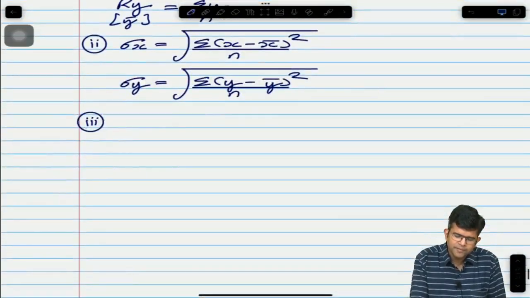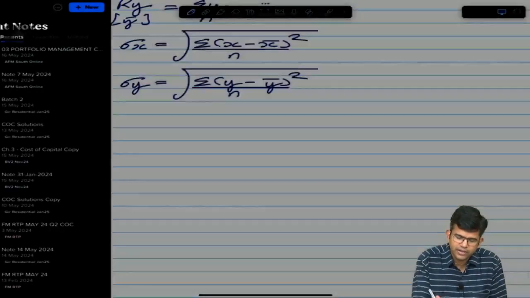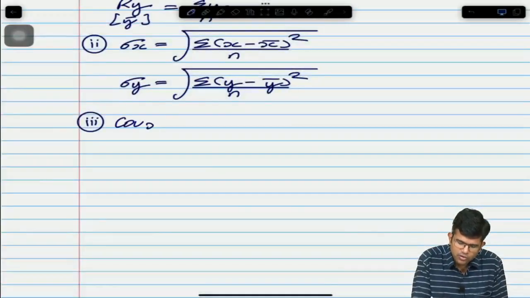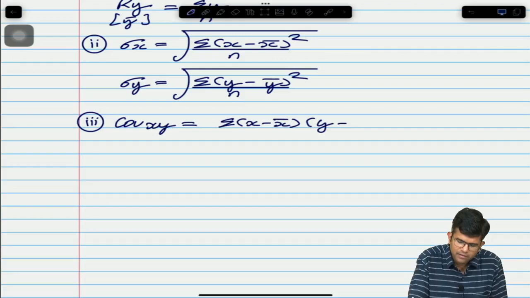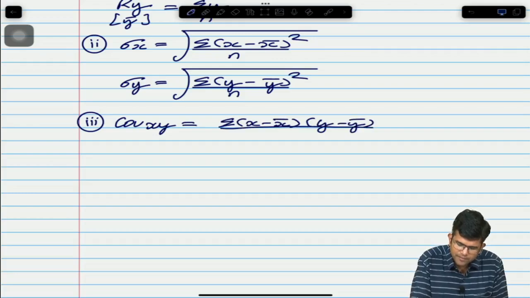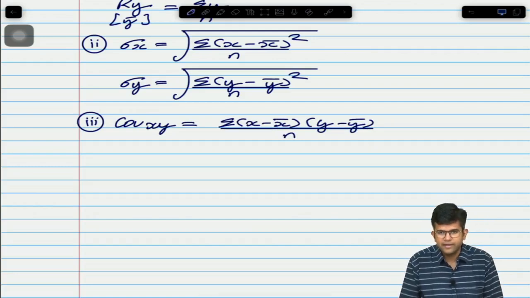Point number 3. In point number 3, what are they asking? Covariance. Covariance xy, the formula is summation x minus x bar, y minus y bar, the whole by n. Remember this? Covariance xy equal to summation x minus x bar, y minus y bar, the whole by n.